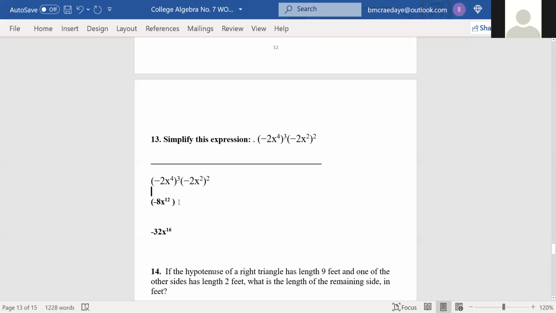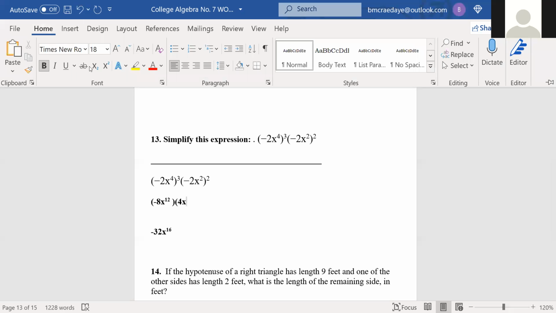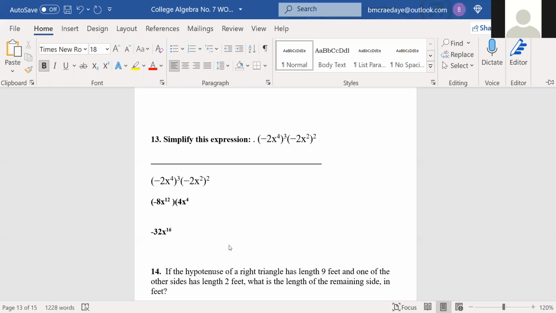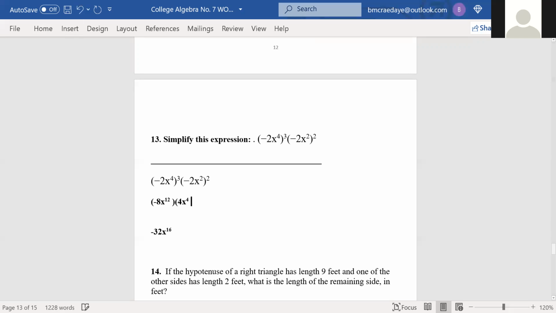So let's take the next one. What's a minus 2 times a minus 2, Latoya? A minus 2 times a minus 2 is a 4. And then x to the 2nd raised to the 2nd, that would be x to the 4th. So that would be 4x to the 4th. And let's multiply that out.